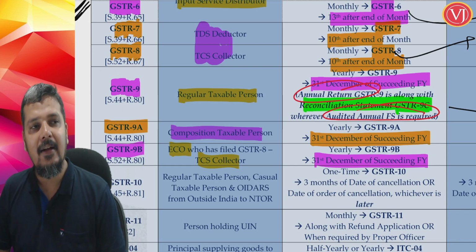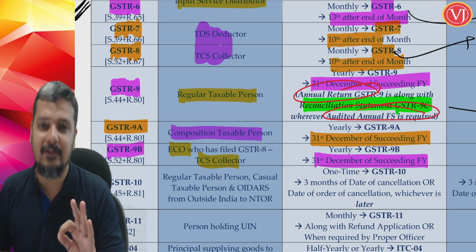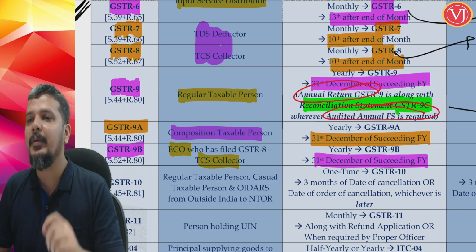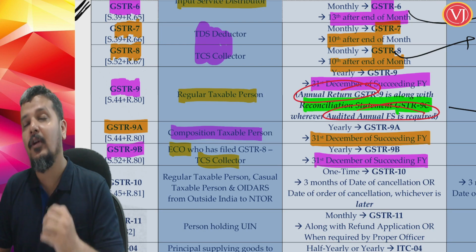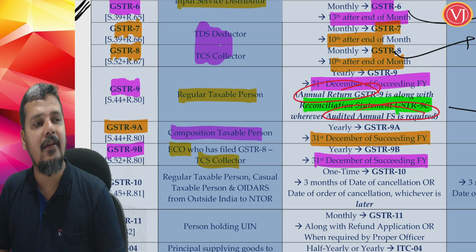If there is a difference, explain the difference. Understand that 9C is not required to be filed by everyone. It is required to be filed only if your aggregate turnover crosses a particular limit, and now that limit is 5 crores.